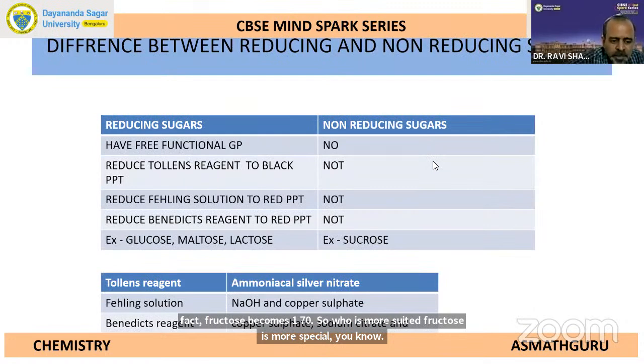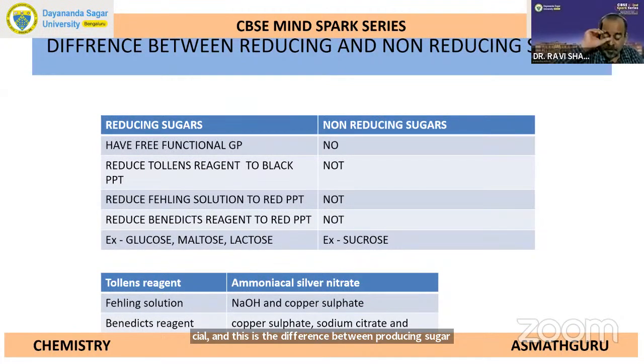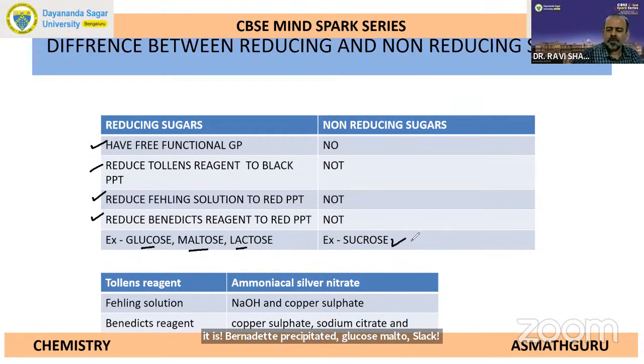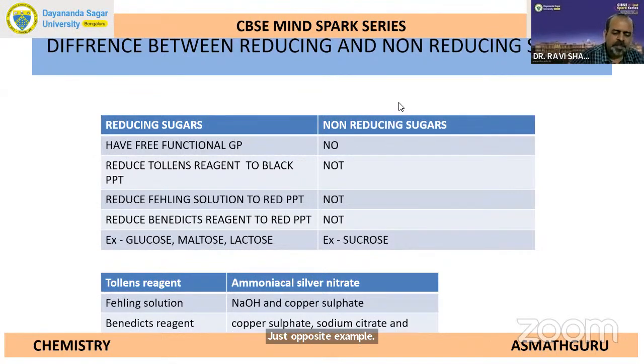And this is the difference between reducing sugar and non-reducing sugar. Very important. What is a reducing sugar? It has a free functional group. They reduce Tollens reagent, they reduce Fehling's solution to a red precipitate, and they reduce Benedict reagent to a red precipitate. Examples: glucose, maltose, lactose. Non-reducing is just the opposite. Example, sucrose is a non-reducing sugar. And what is the composition of these reagents? Please remember. Tollens reagent: ammoniacal silver nitrate. Fehling's solution: NaOH and copper sulfate. Benedict reagent: copper sulfate, sodium citrate, and sodium carbonate, Na2CO3.